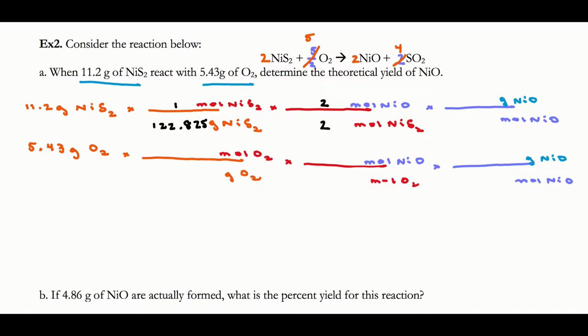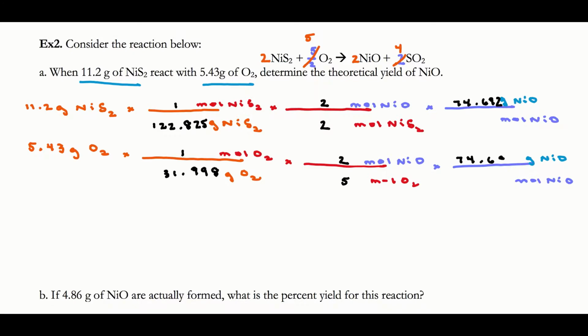And then nickel oxide. Nickel is 58.693, okay. Oxygen is 15.999. So the molar mass of nickel oxide is 74.692. Okay, I'm going to do the same thing now, but for oxygen. So 1 mole, 15.999. However, I have 2 of them, so I'm going to multiply by 2. So the molar mass of O2 is 31.998. I'm going to use the mole to mole ratio. There's a coefficient of 2 in front of nickel oxide and a coefficient of 5 in front of oxygen. Then the molar mass of nickel oxide I already determined.